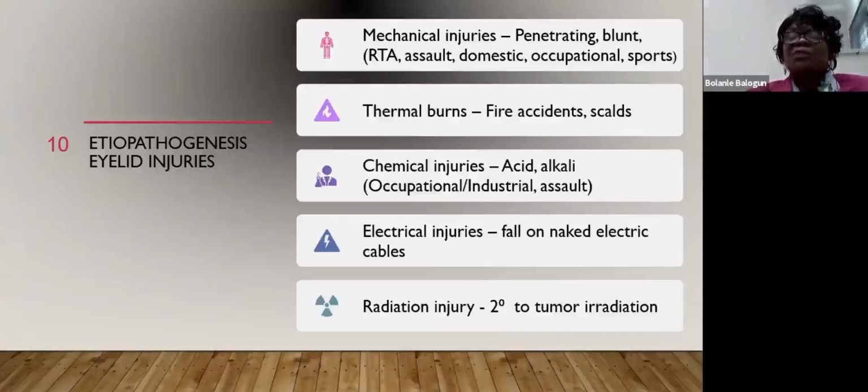You can also have thermal injuries from fire accidents, burns, and scalds. We can have eyelid injuries as well from chemical injuries, acid burns, and alkali burns. Electrical injuries are also a source of eyelid injury. You can also have injuries from radiation, for example, patients who are being irradiated for tumor management.